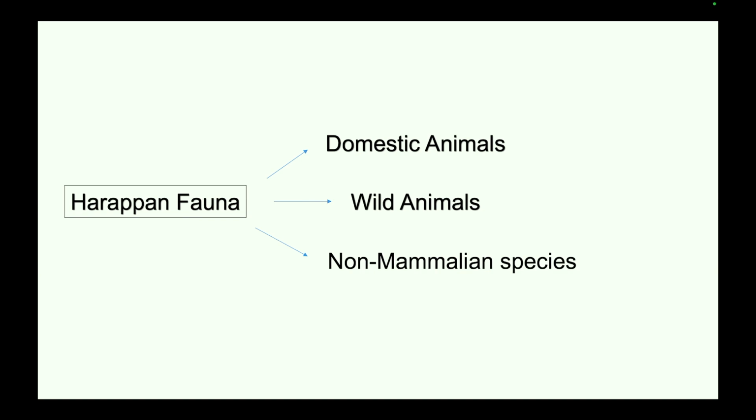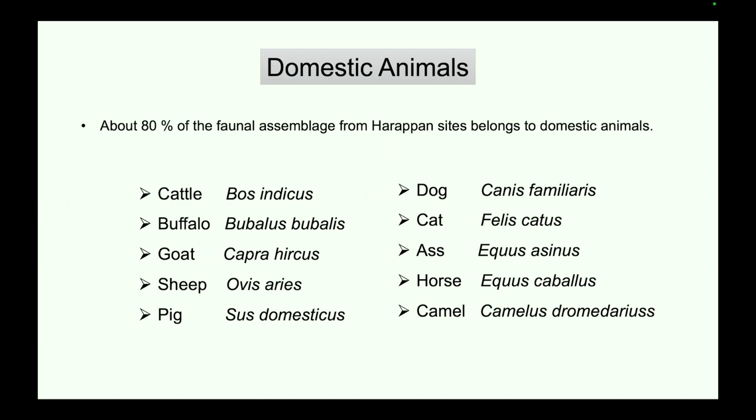Harappan fauna is divided into three parts for the convenience of the study. The first is domestic animals, the second is wild animals, and the third is non-mammalian species. If we want to understand the domestic animals found from the different Harappan sites, about 80% of the faunal assemblage from Harappan sites belongs to domestic animals.